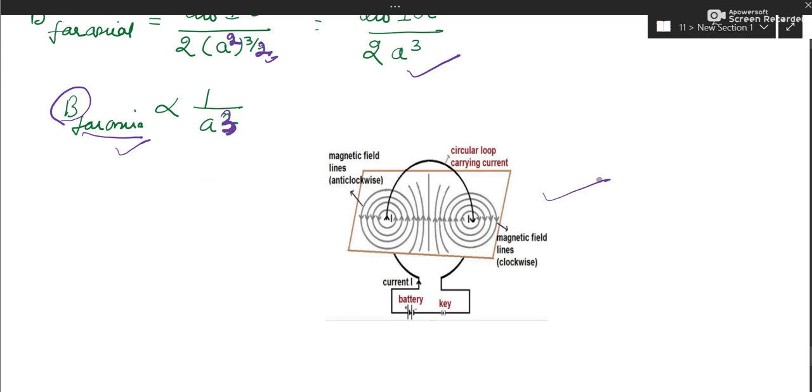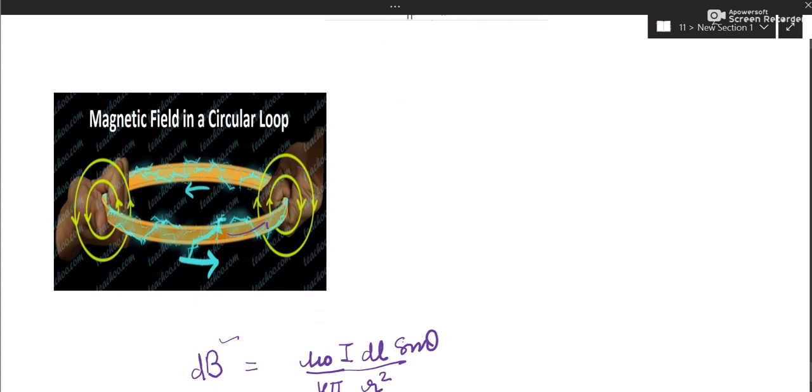So the pattern is like this, that everyone knows, class 10th. Magnetic field is in the form of concentric circles with center on the wire. This is the first circle, second circle, third circle, and the right hand thumb rule is always applicable. And then you can see here as well.